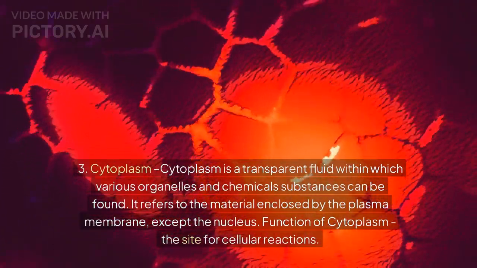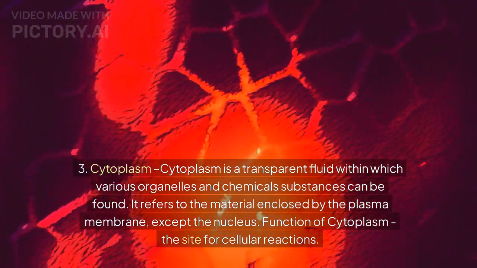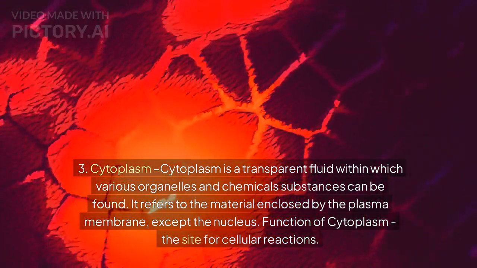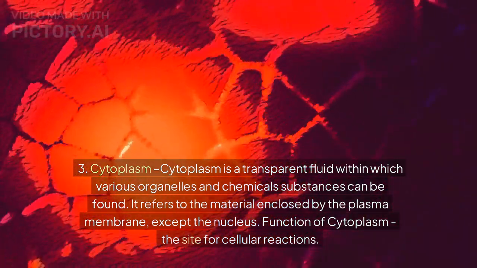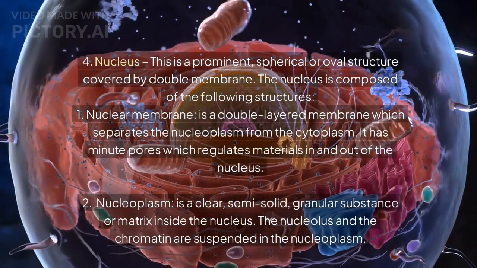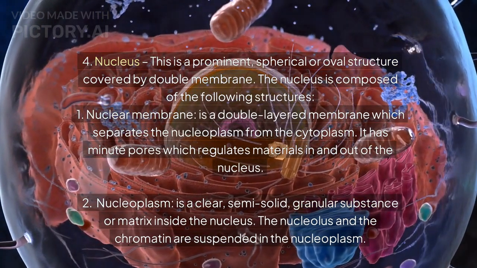3. Cytoplasm. Cytoplasm is a transparent fluid within which various organelles and chemical substances can be found. It refers to the material enclosed by the plasma membrane, except the nucleus. Function of cytoplasm: the site for cellular reactions. 4. Nucleus. This is a prominent, spherical or oval structure covered by a double membrane.